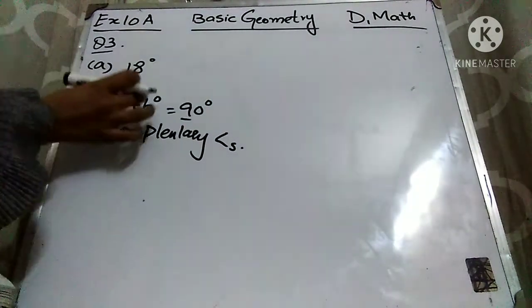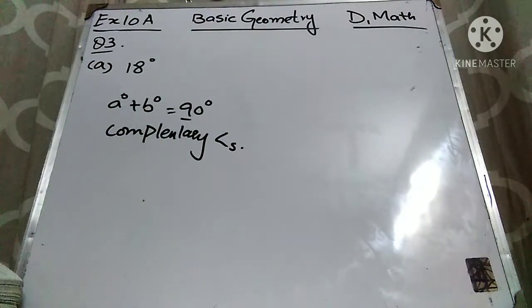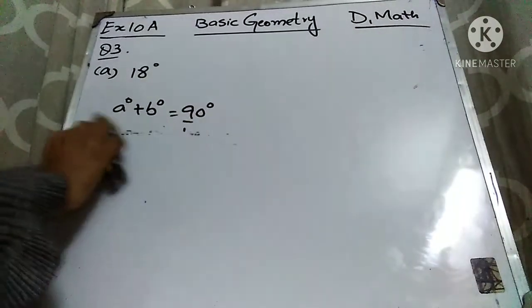If the sum of two angles is equal to 90 degrees, then these are the complementary angles. Students, it has been told that these are the complementary angles, and one angle is given. You have to find out the second complementary angle, and you can find it by just subtracting it from 90, as A plus B is equal to 90.